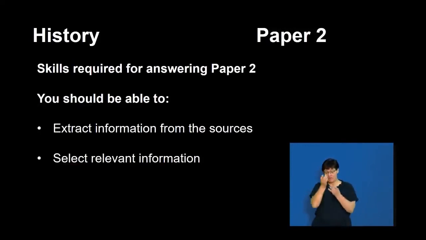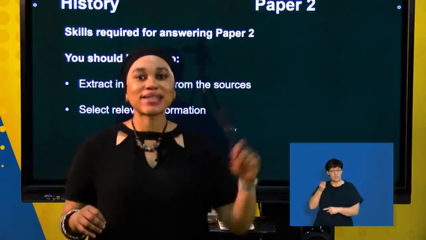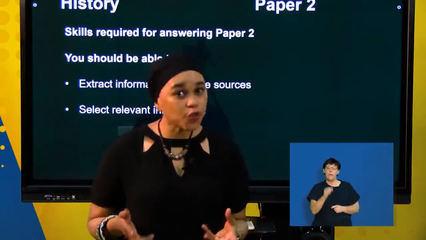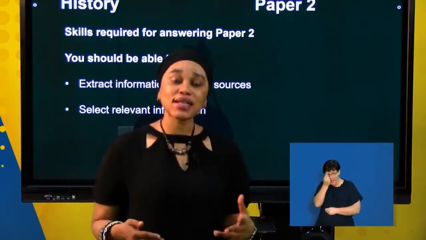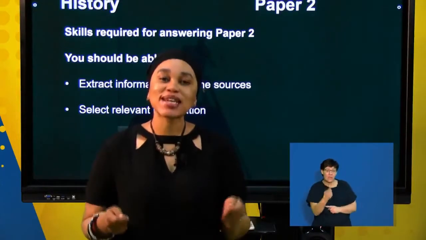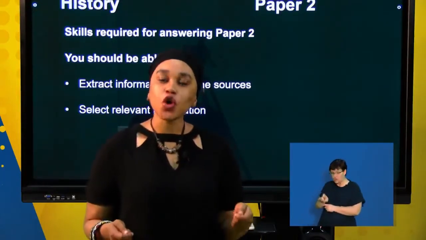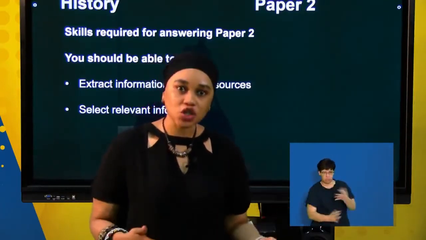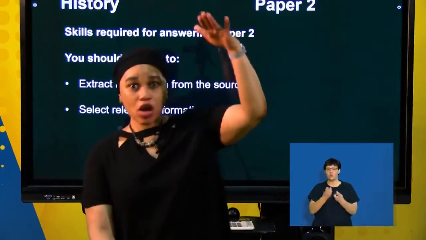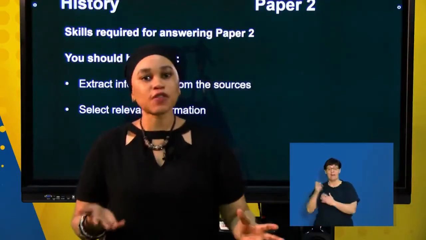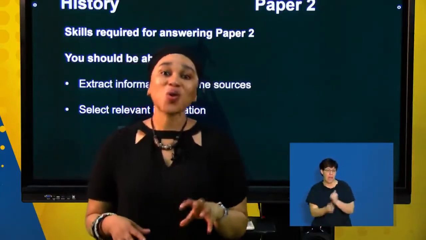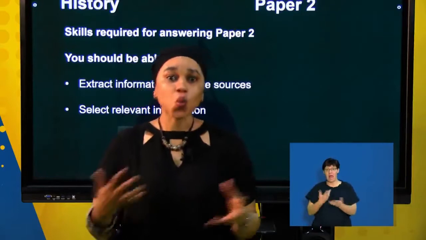So, if you look at the skills that are required for answering paper 2, you should be able to extract information from the sources. Now, extracting information from the sources does not mean just taking anything that is in the source. It means that you have to understand the source, and as I said before, you have to understand the question, because you don't want to end up extracting things that are not relevant to answering your question. So the sources will be very long. That means they'll contain different things. Sometimes they will contain the reasons why things happened, but they can also have the dates as to when things happened.